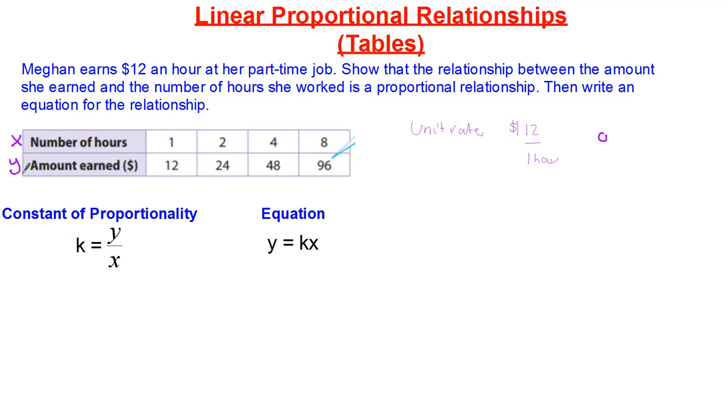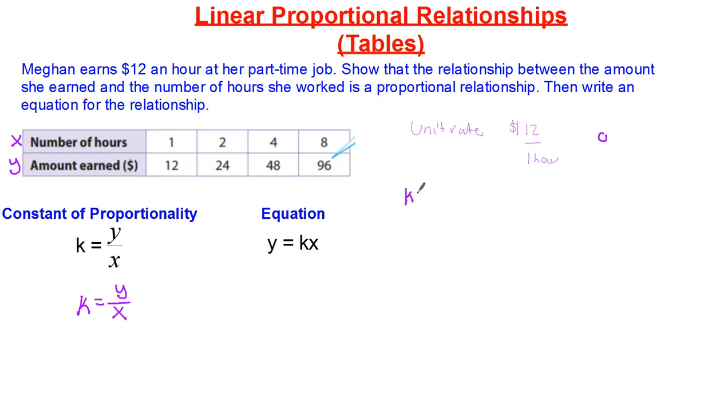Okay, so for the constant of proportionality, we're going to go ahead and use this equation right here. So k, meaning constant of proportionality, is equal to any y value divided by any x value. Now, if all of these are the same, then that means we have a proportional relationship. Then we can take our k value and plug in here in order to create an equation. All right, so let's go ahead and see.